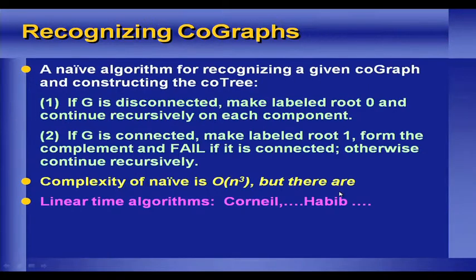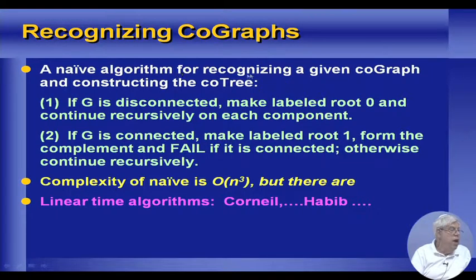So I've proved this very nice theorem characterizing cographs. How do we recognize a cograph? Well, I think we've just sort of seen it, and I'll just go through these steps, which repeat the construction I just did. The naive algorithm would simply be to construct the cotree. If the graph is disconnected, make a label root 0 and continue recursively on each component. If it's connected, make a label root 1, look at the complement. If the complement is connected, then fail. Otherwise, I partition the vertices and I can continue recursively. The complexity of this naive algorithm would be n cubed.